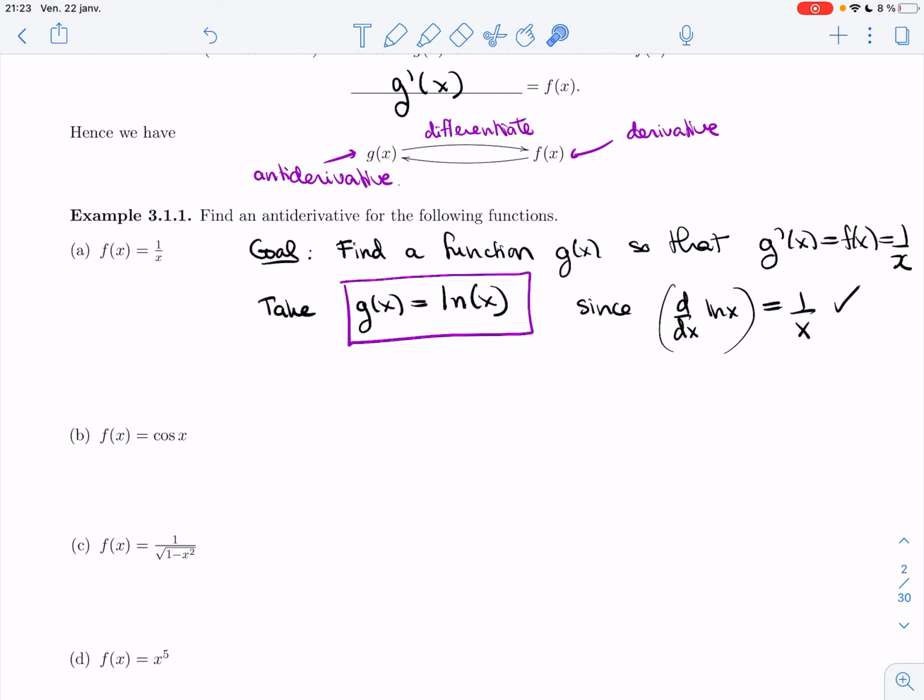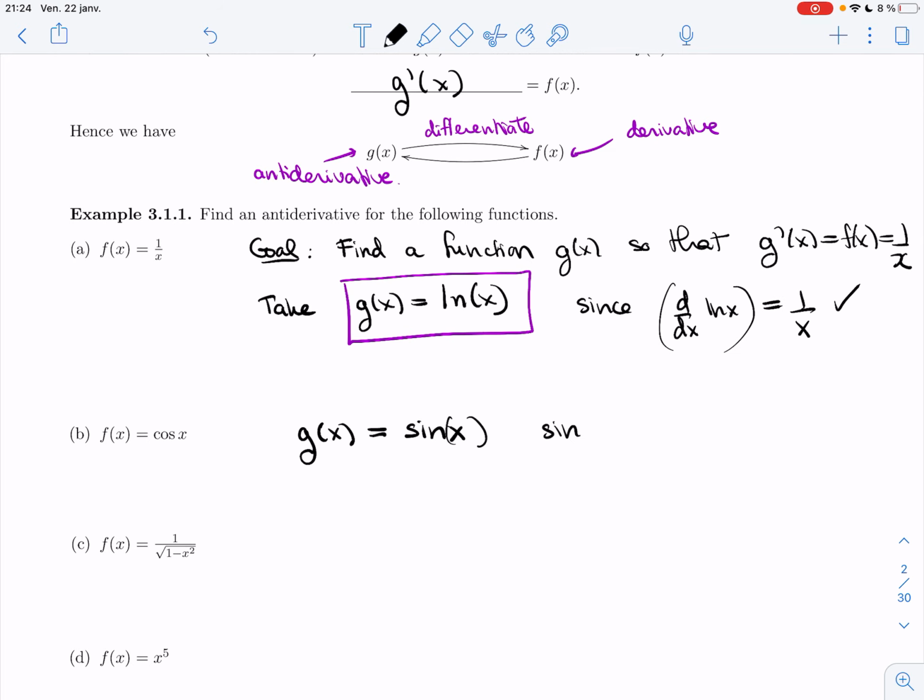Now the next question is, can you come up with an antiderivative for cos of x? So we need a g of x whose derivative is cos. Sine would work, because if I take the derivative of sine, I get cos, I get f.